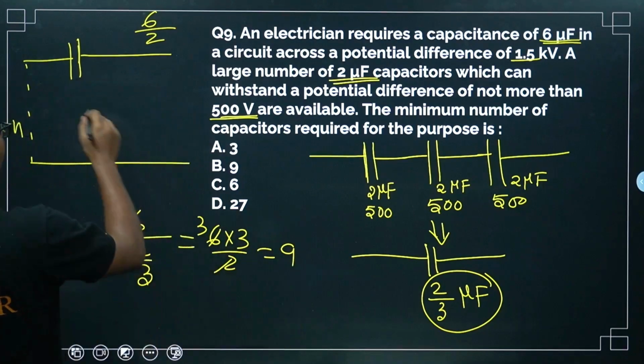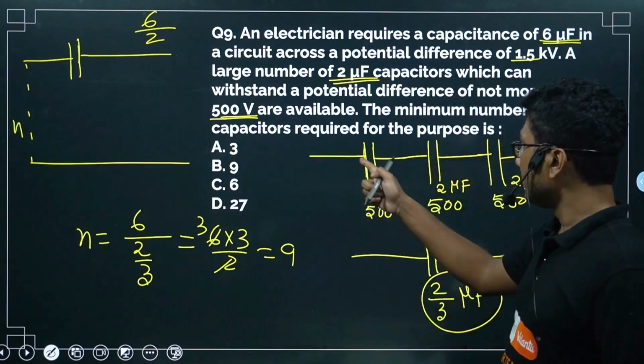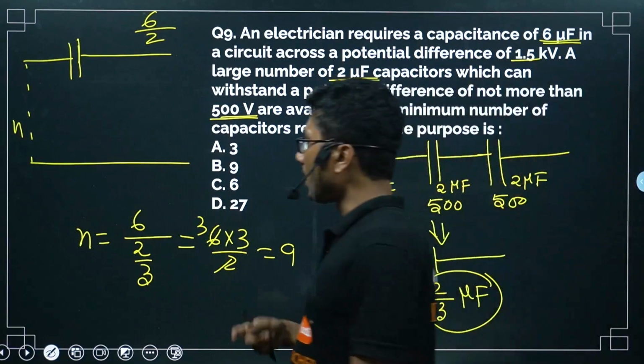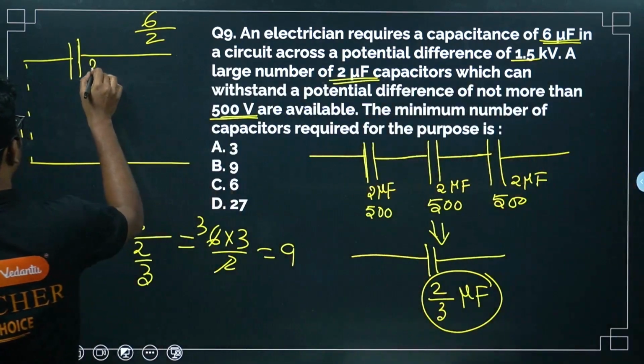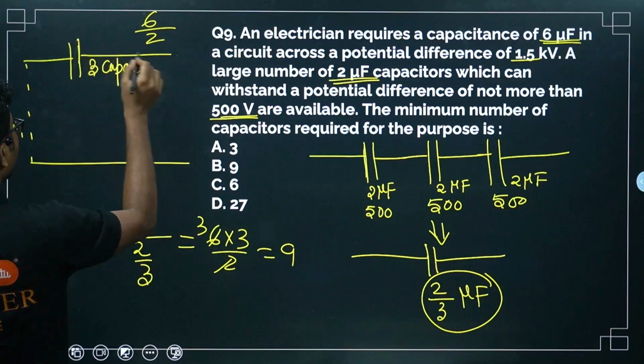Now 9 such rows are needed. How many capacitors are there in one row? In one row we have 3 capacitors. So 3 capacitors are there. This is the equivalent capacitor.